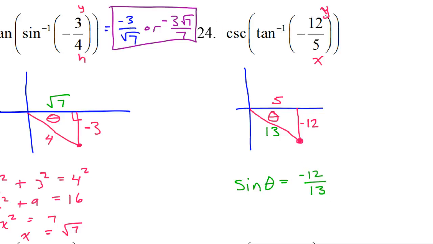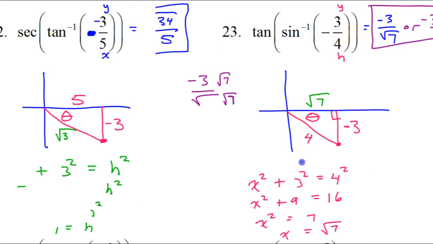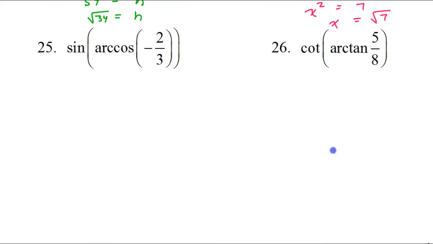That means that the cosecant will be the reciprocal of this. So the cosecant will be 13 over negative 12, or negative 13/12. So this is the answer to number 24. Okay, number 25. The arc cosine of negative 2/3. This is an angle. It's the angle whose cosine is negative 2/3.